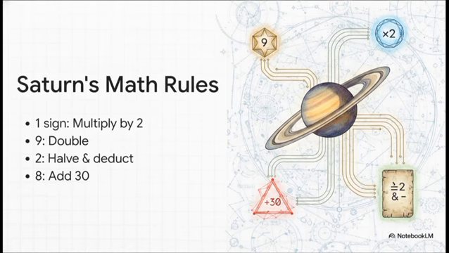If the sum is greater than one sign, you drop the signs and simply multiply the remaining degrees by 2. If it's over 9 signs, you take the degrees left to elapse and double those. If the difference is over 2 signs, you halve the excess degrees and subtract that number from 60. And finally, if it exceeds 8 signs, you just take the degrees and add a flat 30 to get your final drishti value. Kind of like a cosmic logic puzzle, right?